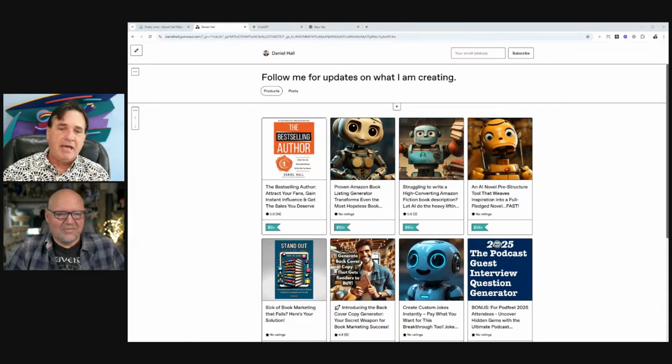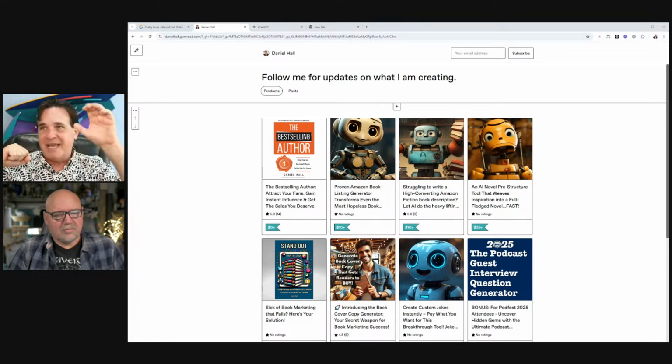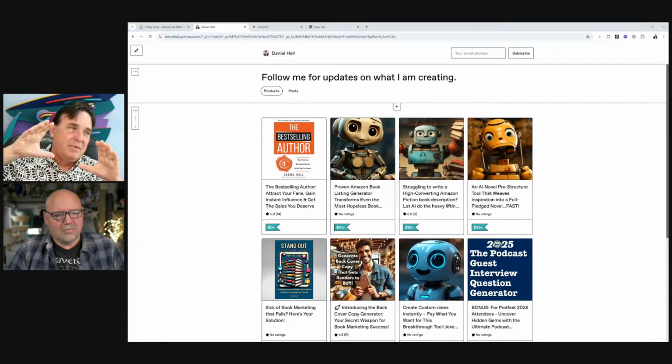These types of generators. But again, here's one: Amazon book listing generator. This is for a nonfiction book. The same for a fiction book, right? These are the high converting Amazon fiction book descriptions. Here's another, and this is actually a hot seller, an AI novel pre-structure tool that basically creates an outline for your novel. So say if you have an idea for a character or a setting or a discrete event, but you don't have the entire story fleshed out, this generator will actually help you do precisely that.